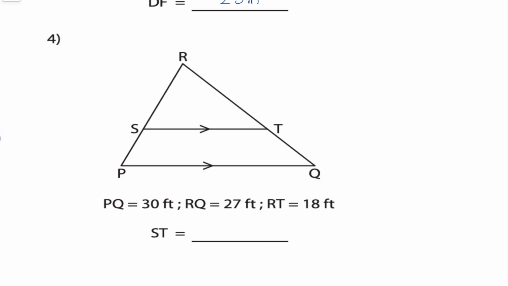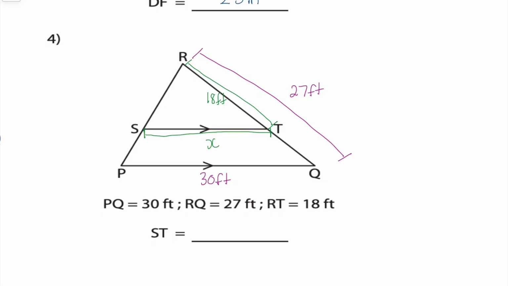And finally, for number 4, again, they're orientated the right way, but they're just overlapping. So I get PQ is 30, RQ is 27, and RT is 18. And we want to know ST there.